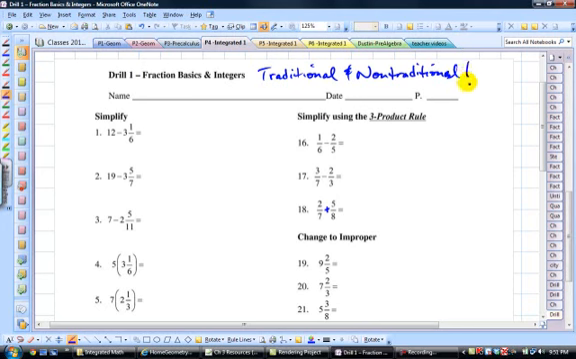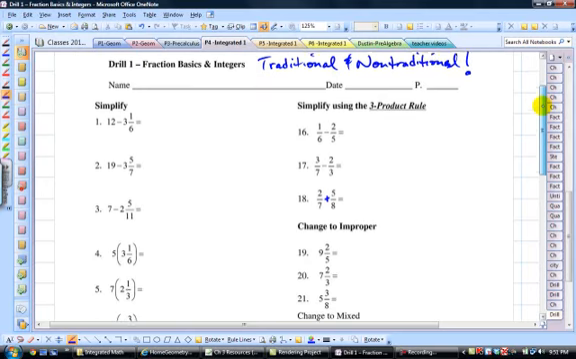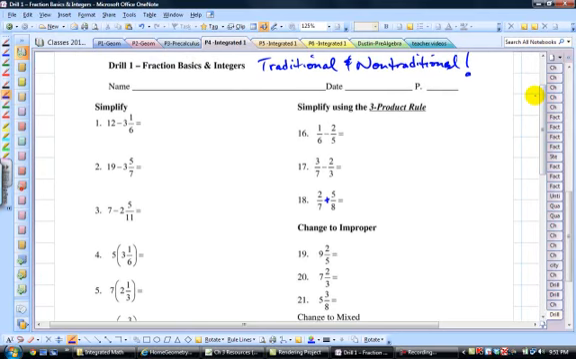Hello everybody, this is Mr. Ainsworth and I'm going to go over drill number 1 here, fraction basics and integers. I want to show you some traditional and non-traditional techniques to hopefully give you a new way of doing things that hopefully is easier and faster.